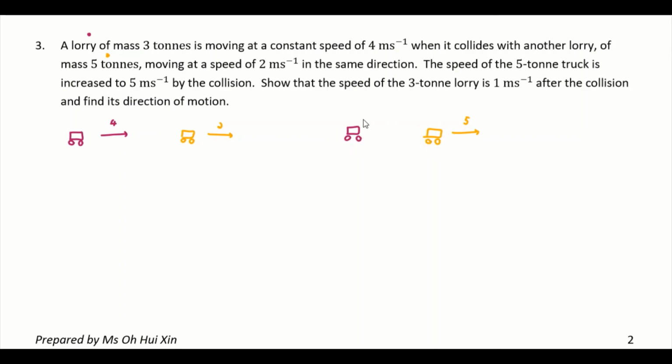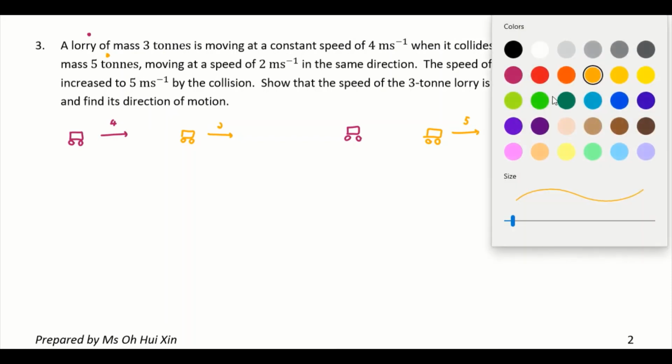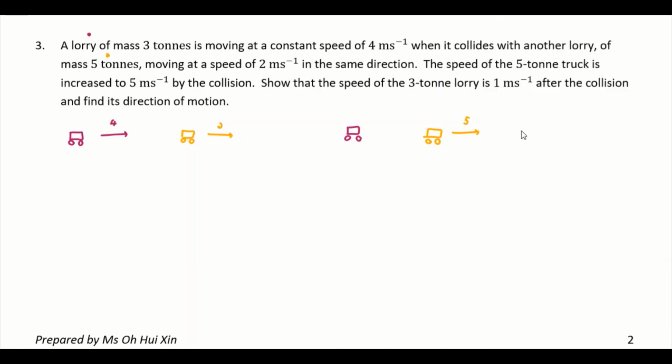So the momentum of this lorry is going to be lower. You can see from the question that the speed of the 3-ton lorry is 1 meter per second. So you can see that the magnitude of the velocity here is decreasing from 4 to 1. But we don't know the direction yet, so we need to find out the direction of motion. That can be proved by the positive or negative sign of the velocity.